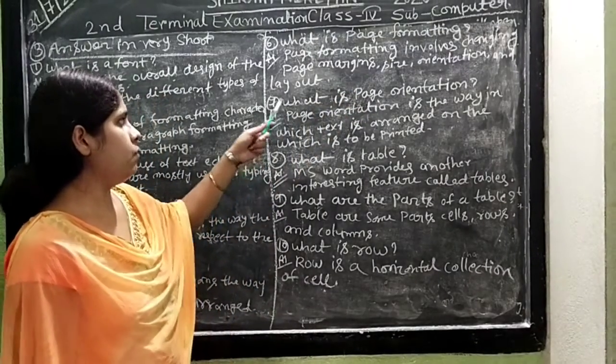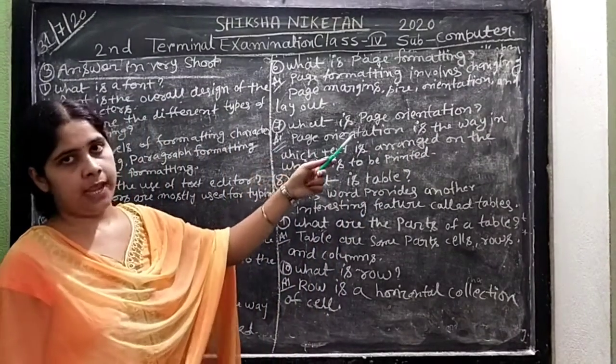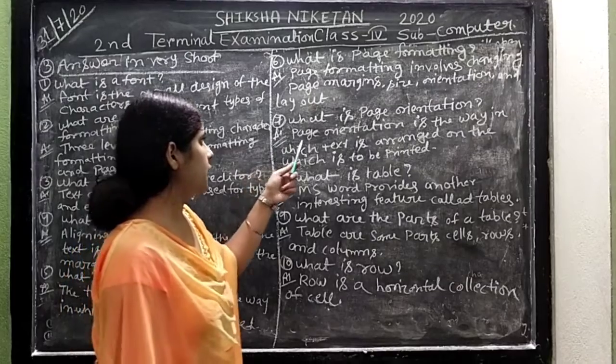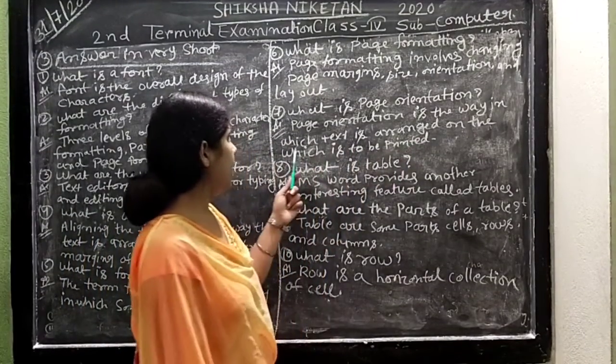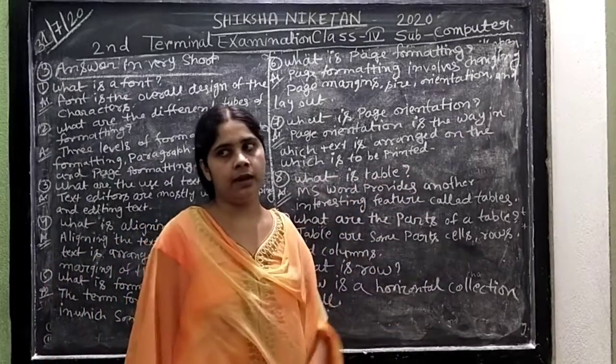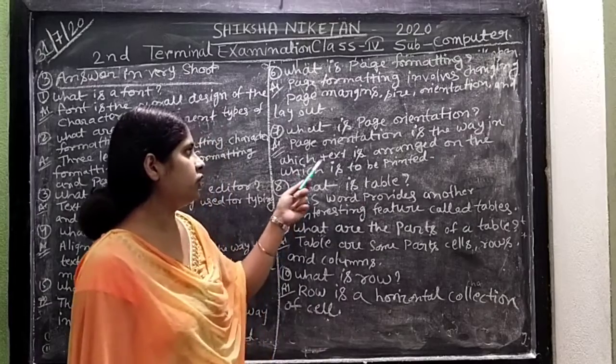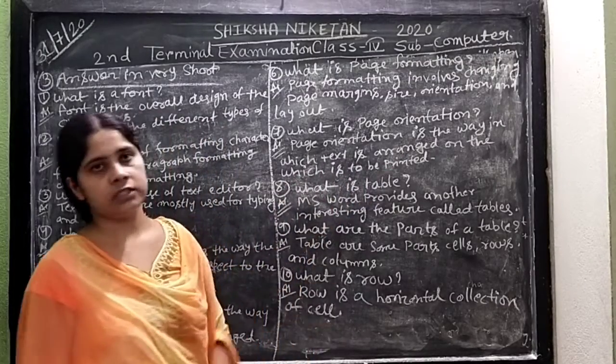Question number 7. What is page orientation? Answer is here. Page orientation is the way in which text is arranged on the page which is to be printed.